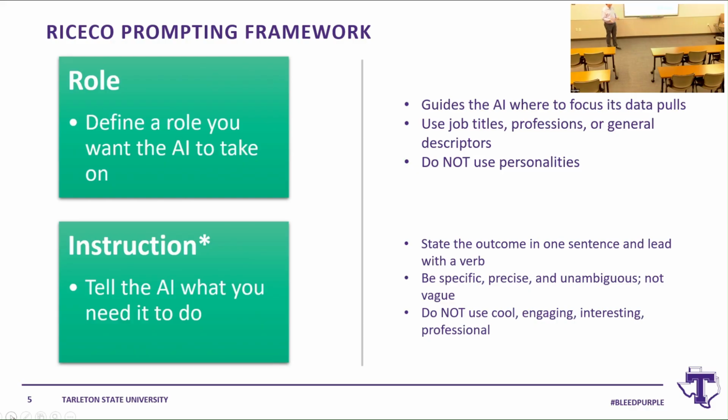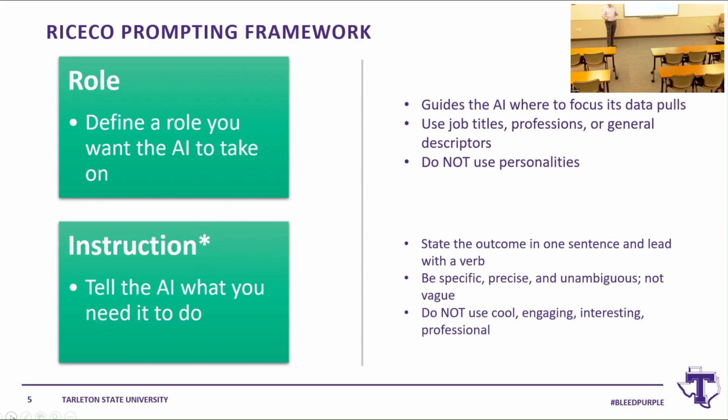Role is when we're telling the AI to take on a role or a persona. Now, I didn't say personality. The roles we want to give it are job titles, professions, general descriptors. Think of something where if someone told you they did X for a living at a dinner party, you would understand what that meant. So if you have a very hyper-specific title to Tarleton, that's probably not useful. You want to think of something more general, with more documentation around it. And again, we don't want to use personalities.